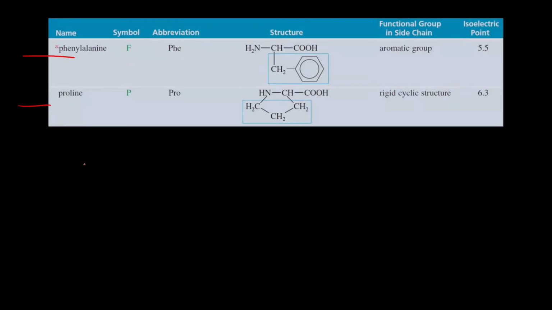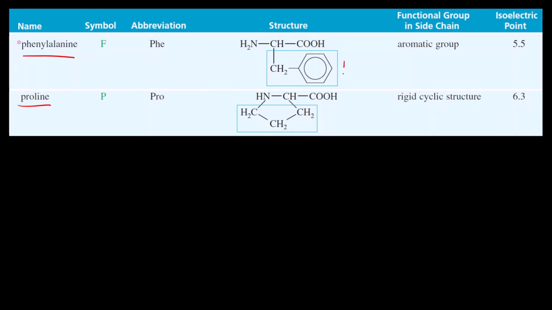Okay, these two structures. So here you can see this is which group? This is a benzene and CH2 group. This is the benzylic group. Why? Because this carbon is attached to the benzene ring, it is called a benzylic carbon. So this group is called a benzylic group. Or we can say an aromatic group is present in this amino acid, which is called phenylalanine. Now why is this called phenylalanine?